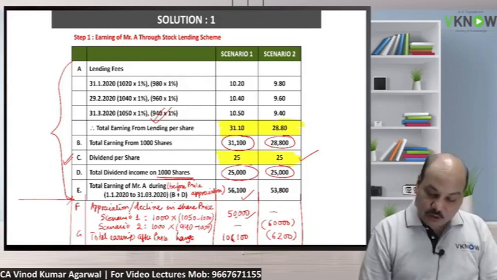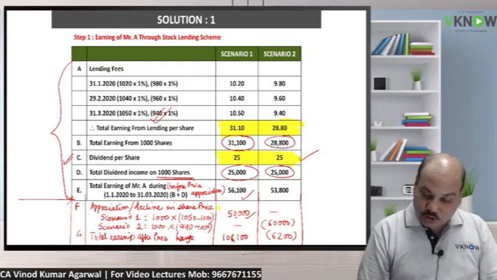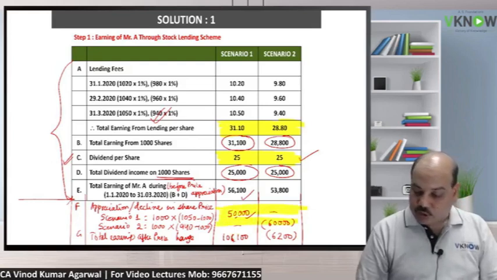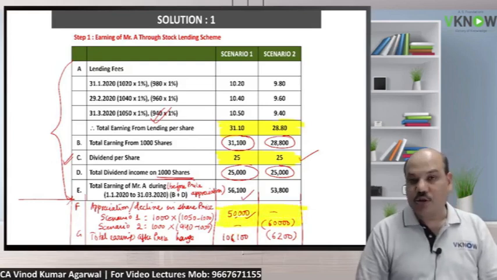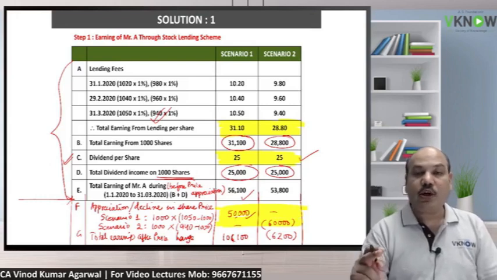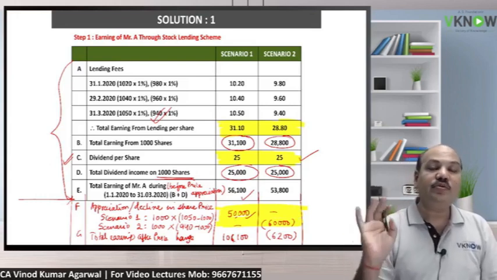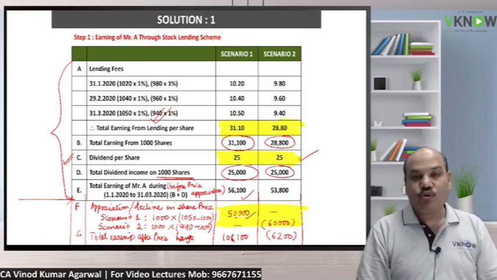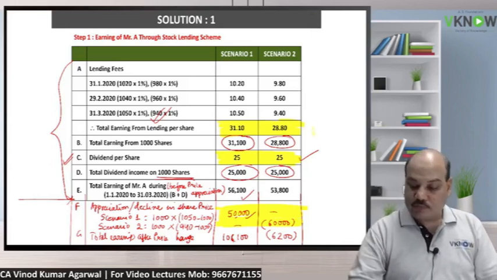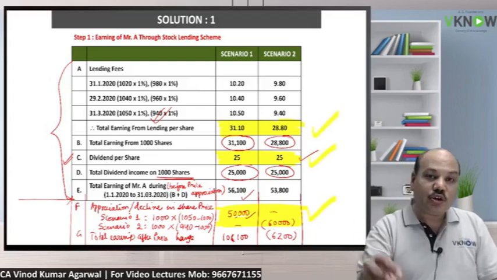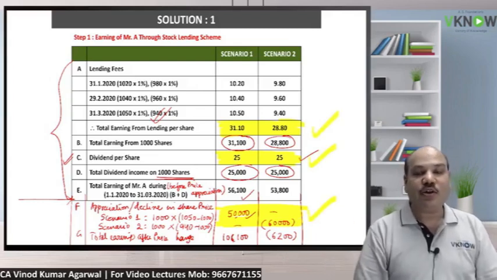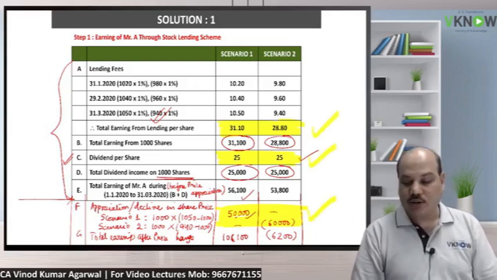And then he will have to also enjoy or suffer the appreciation or depreciation in the price. And one more thing, he will have to pay bank guarantee charges also to the bank. So for the short seller, these three will be considered. In addition to that, the bank guarantee charges will also be considered.